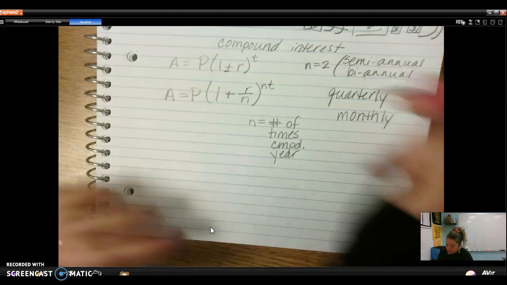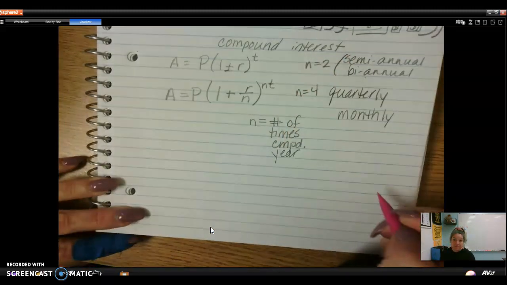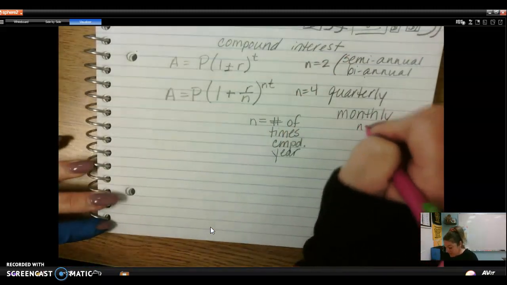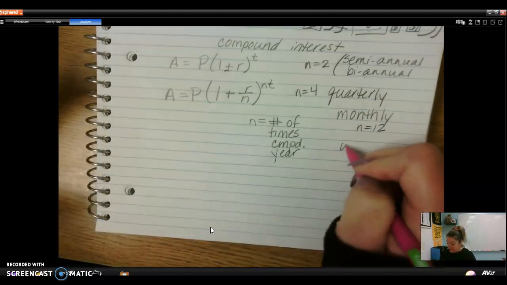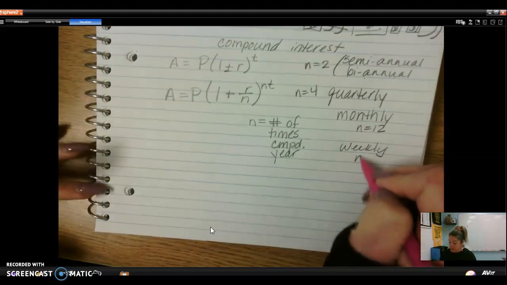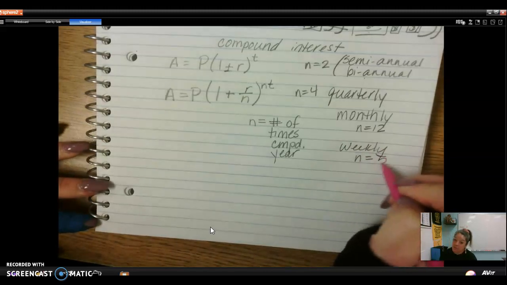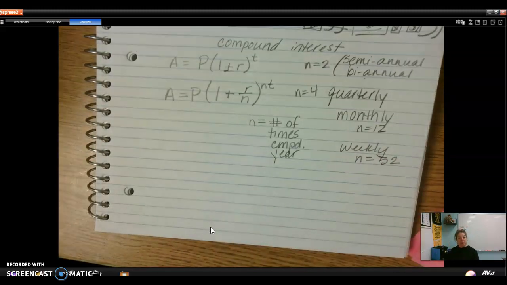If it's quarterly, then n equals 4. If it's monthly, n equals 12. If it's weekly, n would equal my favorite number, 52. Okay? If it's daily, n would be 365.